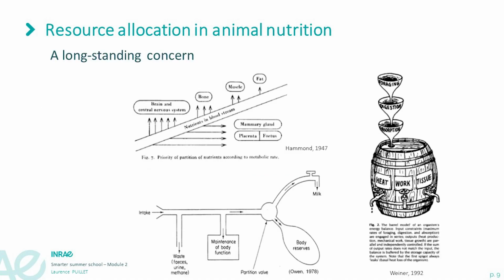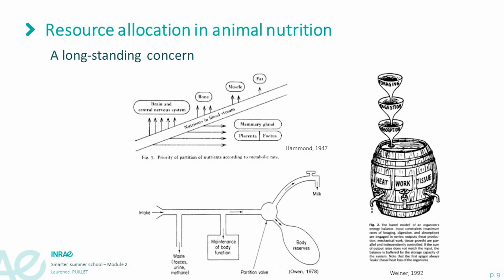And the concern about nutrient partitioning or resource allocation, even if nutritionists didn't say that, it was more or less the same. You can see here a few old schemes about this interest for nutrient partitioning. So here it's a scheme from Hammond, 1947, where the question was, okay, there is the bloodstream, the nutrient, and how the different functions, so brain, bone, muscle, fat, mammary gland, placenta, fetus, how all these organs are competing to absorb nutrients from the blood.